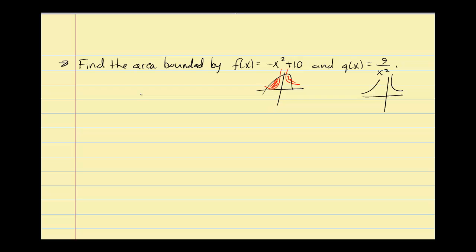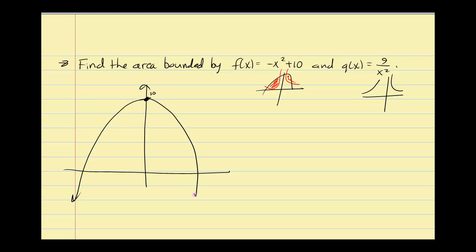So in order to figure out exactly, let's go ahead and be a little bit more careful about our graph. So negative x squared plus 10, here's a parabola opening down with its vertex at 10. So this is a graph of f of x equals negative x squared plus 10. And then we also have a graph of 9 over x squared. So this is going to come swooping in something like this. And so this is our region here that we're looking for.